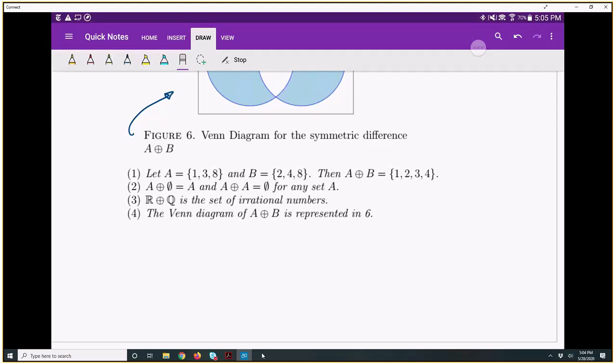The real numbers symmetric difference the rational numbers is the irrational numbers. We know from the previous lecture that the rational numbers are contained inside of the real numbers. And the symmetric difference operation is to take everything in the real numbers and everything in the rationals, but then just remove the intersection. Since the rationals are inside the real numbers, the intersection is the rational numbers. So when we remove the intersection, we're just left with the irrational numbers.